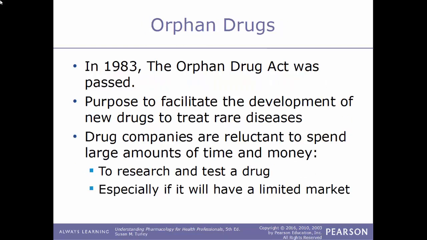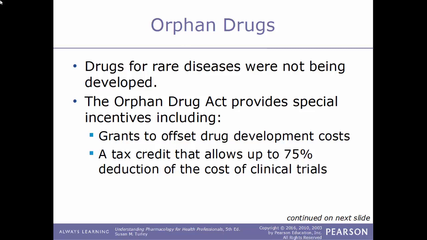Alright, next we'll talk about orphan drugs. In 1983, the Orphan Drug Act was passed, and the purpose of this act was to facilitate the development of new drugs to help treat rare diseases. Now, drug companies are reluctant to spend large amounts of time and money on drugs like this, especially if it only has a very limited market. So because of this, drugs for rare diseases were not being developed. So the Orphan Drug Act will provide special incentives for drug companies, including grants to offset any drug development costs, and also a tax credit that allows up to 75% of a deduction of the cost of the clinical trials.